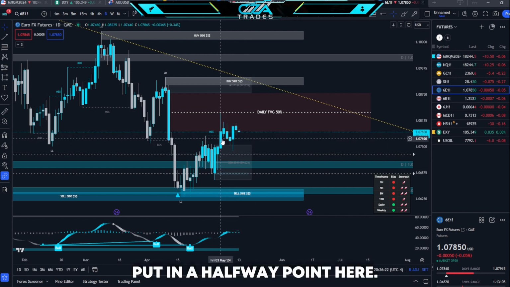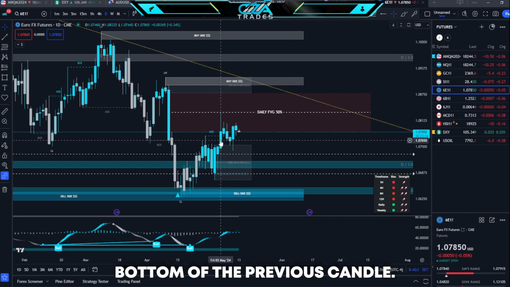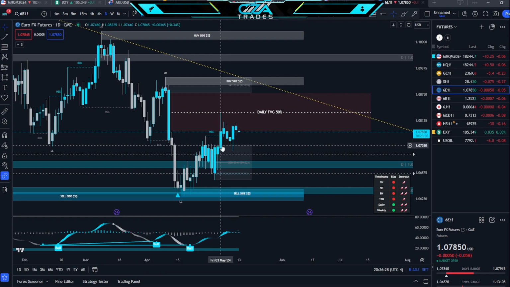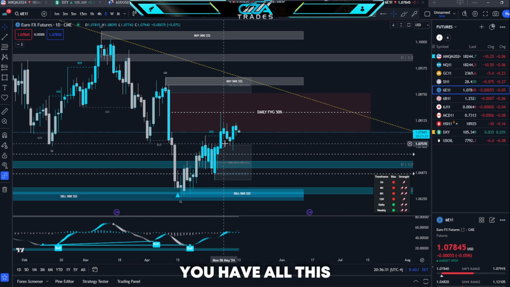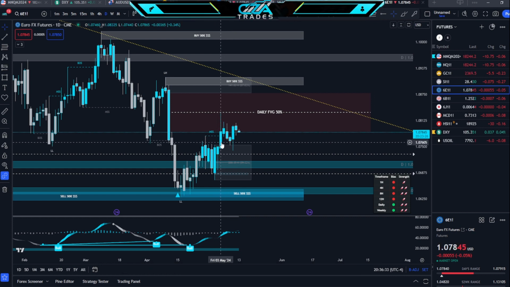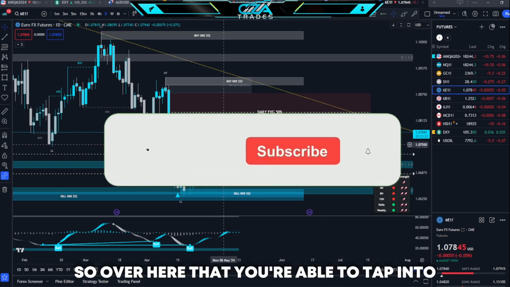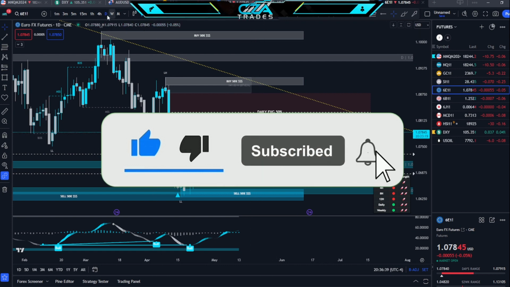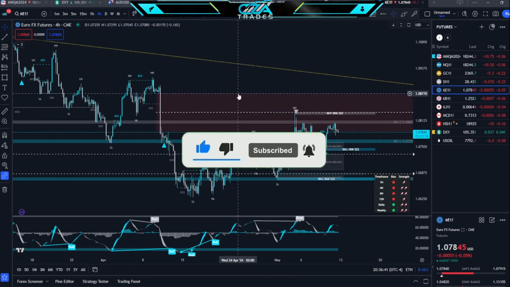Because if you were to put in a halfway point here, you would do it at the bottom of the previous candle, the first one that causes the fair value gap. And if you were to enter here, right, you have all this from here in the middle to over here that you're able to tap into, versus just getting in over here. So moving on to the 4 hour, right, Euro USD.